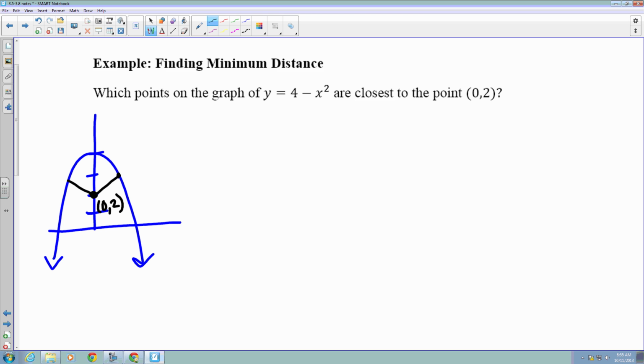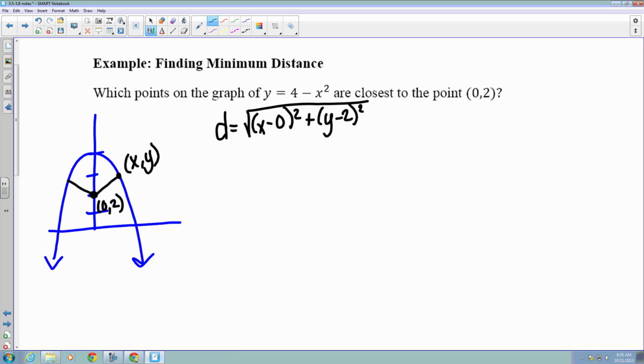What points are going to be closest to (0, 2)? Here's our (x, y) right there that we want. So if we're trying to find minimum distance, that means we need to use the distance formula, which is the square root of (x minus x1, which is 0) squared plus (y minus y1, which is 2) squared.